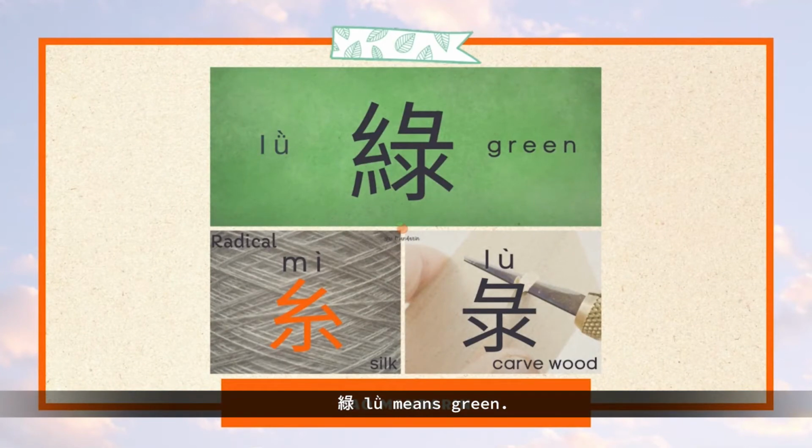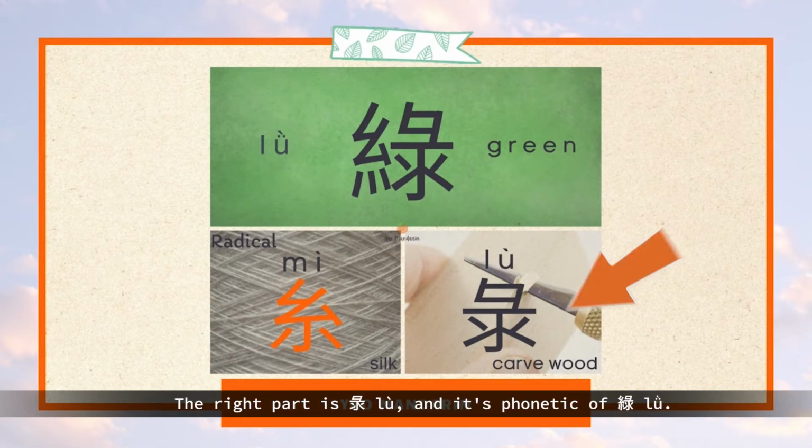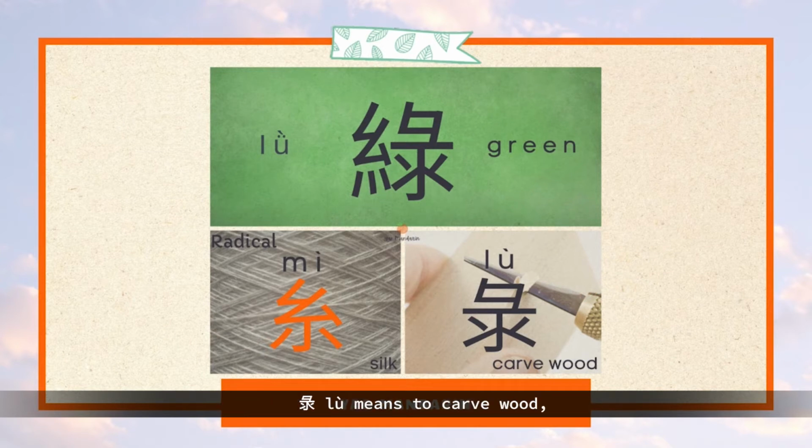Lu means green. The left part is the radical called mi, it's silk. The right part is lu, it's the phonetic of lu. Lu means to carve wood, but we mostly don't use it in modern times. Lu looks like a dream catcher in bronze characters. And if you are interested, welcome to check it out in 汉字元. Again, I leave the link in my description.